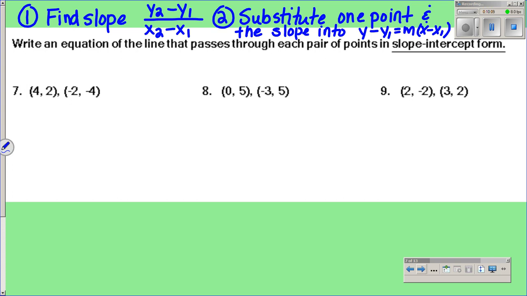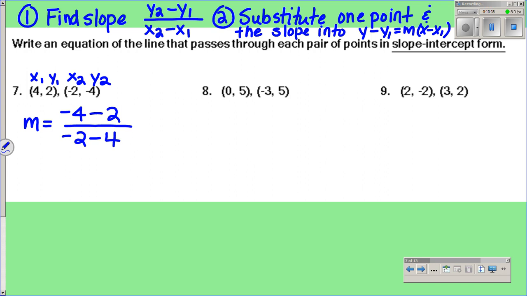So the first point I'm going to label as my x1 coordinate and my y1 coordinate. My second ordered pair is my x2 coordinate and my y2 coordinate. Okay, so we're going to find our slope. We're going to take the second y coordinate, -4, and subtract the first y coordinate, 2, over -2 minus 4.